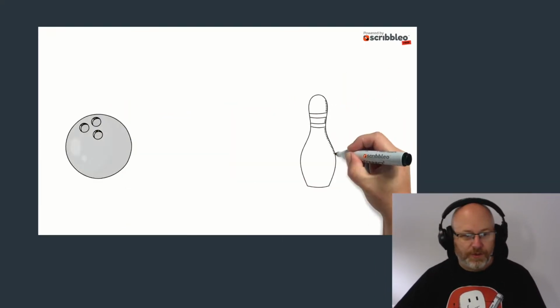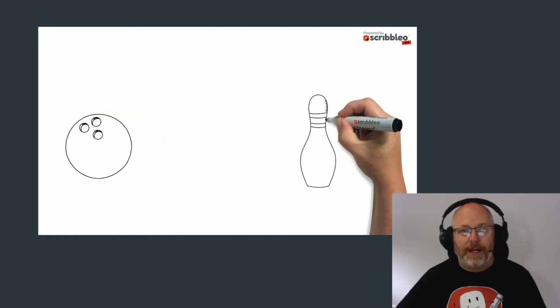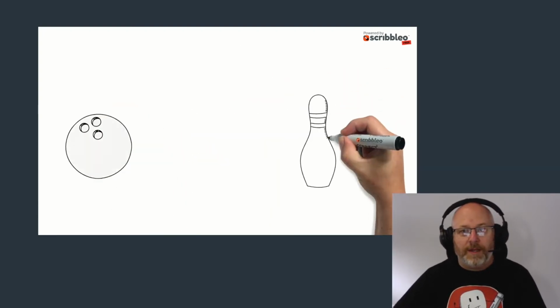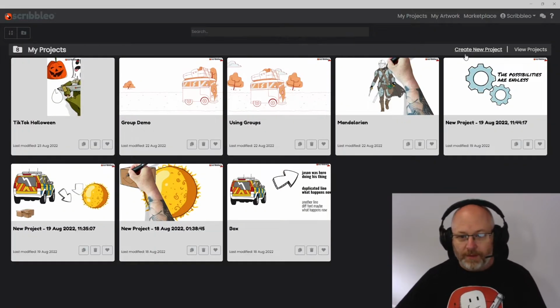Today I just want to take you through a quick tutorial on how to create a bowling ball hitting some pins, just to show how Scribbleo can combine whiteboard style, doodle style animation with motion graphic animation. So first of all, create a project.